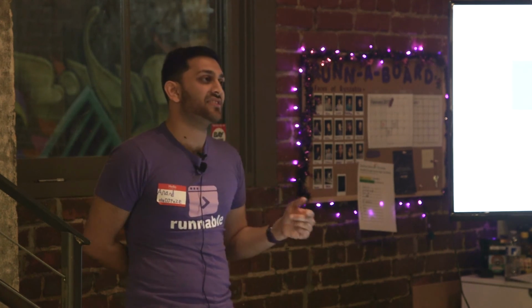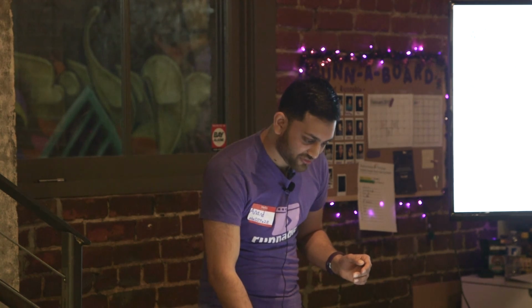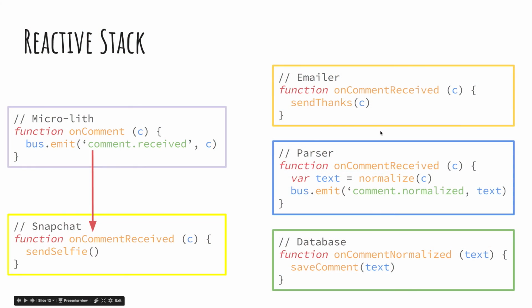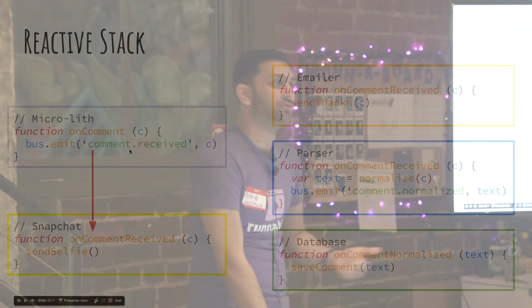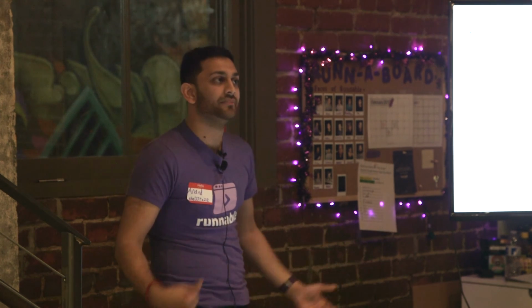How we deal with race conditions is, even though these are async messages, if we need something to happen in sequence, we emit events. As you saw in our example, if we needed these to be in sequence, we would listen for the event that would be emitted. In this case, comment normalized, and that would actually save the comment. It wouldn't listen for the actual comment received. So if you need something to happen in sequence, you have the sequence of events that you want to listen for.